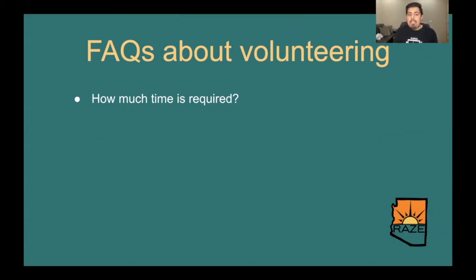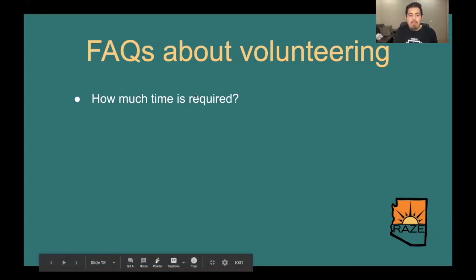Now, organizations will have maybe different events you can sign up for to volunteer at, such as voter outreach events, and they're maybe 2 to 3 hours at a time or an hour at a time. So maybe signing up for one of those a week could be your time requirement. But there's really no set time requirement for volunteers.